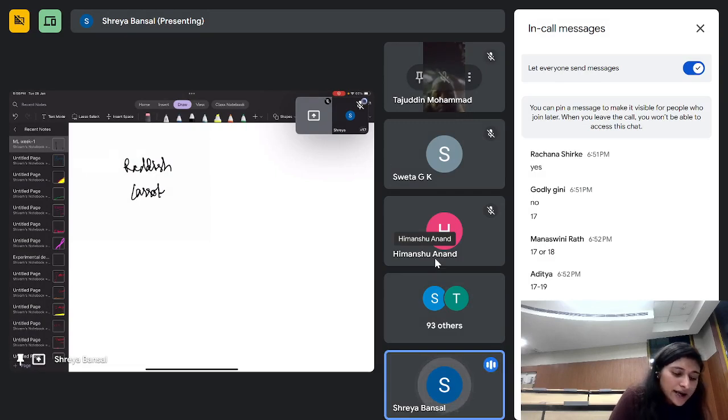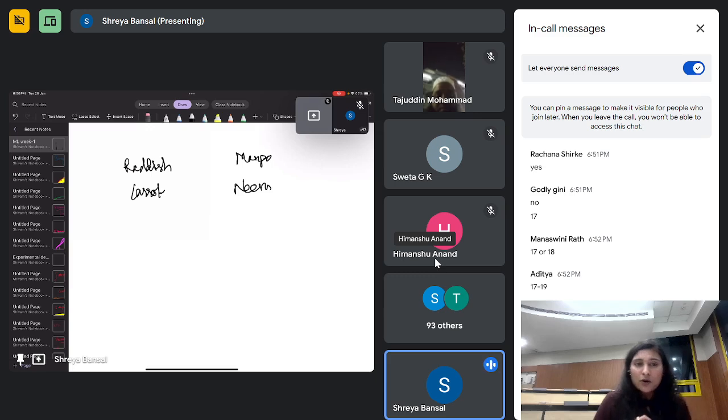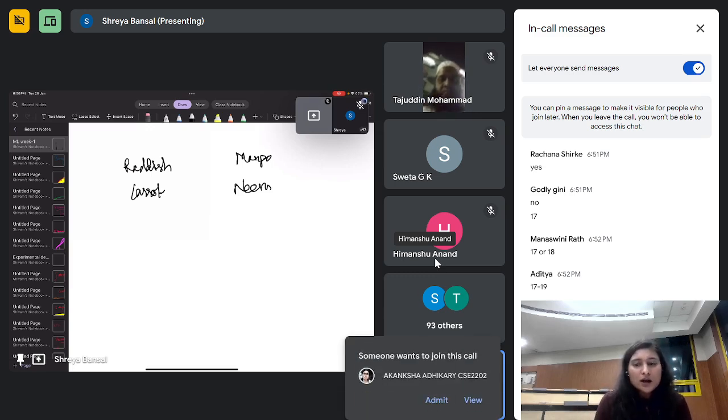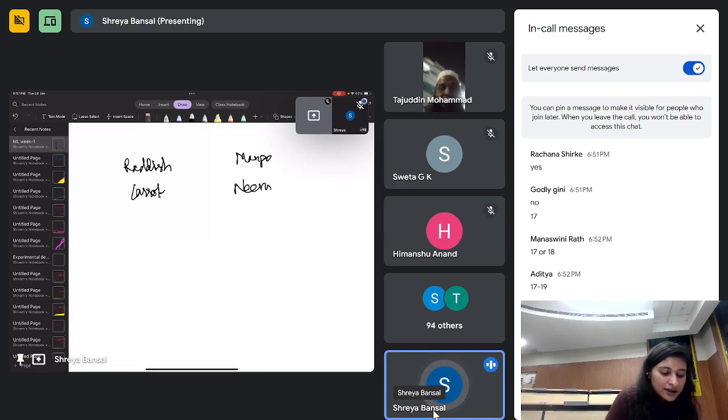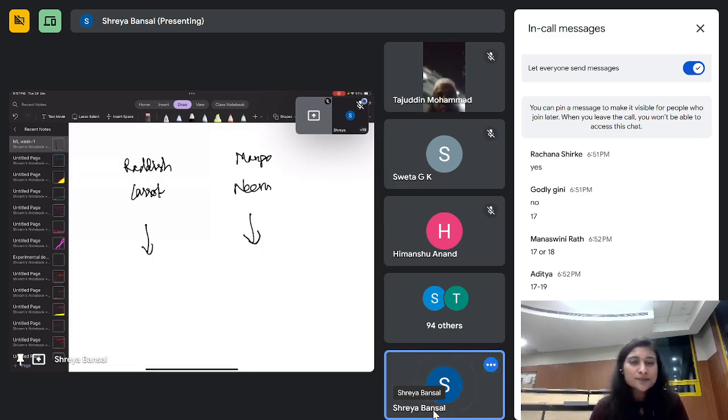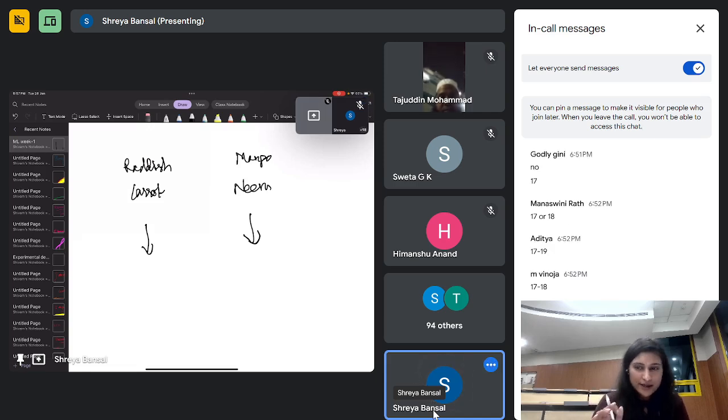Radish, carrot, mango, and neem. Now you can see radish and carrots are plants, and mango and neem are trees. So if I don't give you any information, I just give you the images and you just plot the data on a graph, what you will find is that radish and carrot will be near to each other, and neem and mango will be near to each other. Yes or no? Yes, correct.